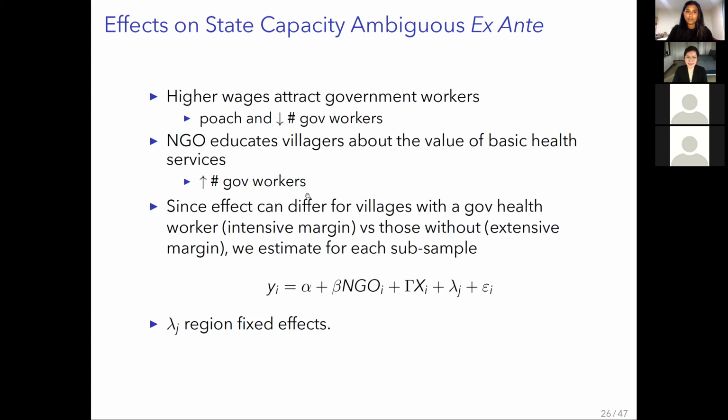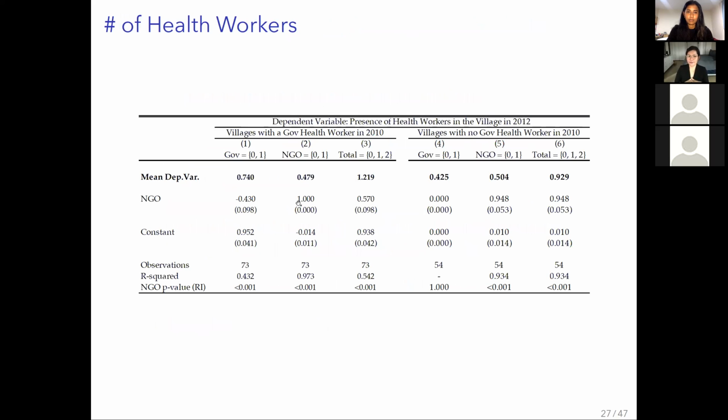So the first thing I want to look at is the effect of NGO entry on the number of health workers. That's from the government, from the NGO, and in total. And for this, I'm going to divide my sample into villages that already had a government worker in 2010 and villages that did not have a government worker in 2010. I'm dividing the villages just because the effects can be different depending on whether there's already a government health worker there.